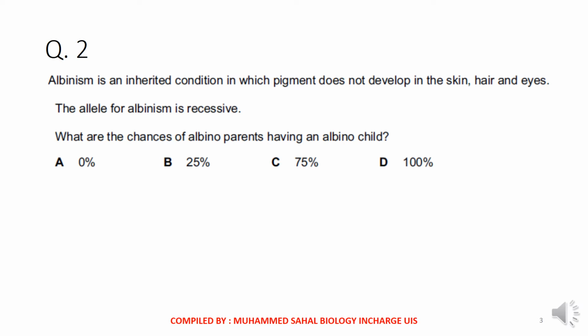Albinism is an inherited condition in which pigment does not develop in the skin, hair, and eyes. The allele for albinism is recessive. What are the chances of albino parents having an albino child? D. 100%.